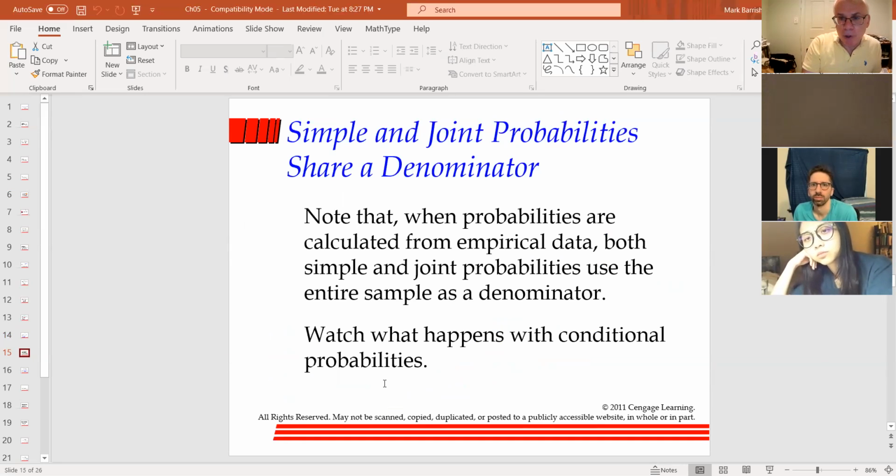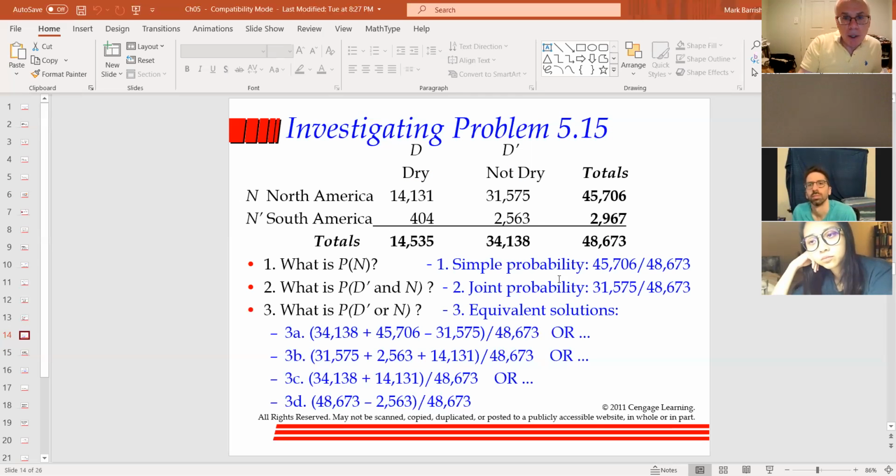Now, when they say simple probability, they're talking about the marginal probabilities. These are the margins. These two numbers and these two numbers divided by the grand total, they're calling simple probabilities. For example, the probability of N is a marginal total: this total divided by the grand total. I like marginal better because it means it's in the margins. I always like that term better than the word simple when explaining this.